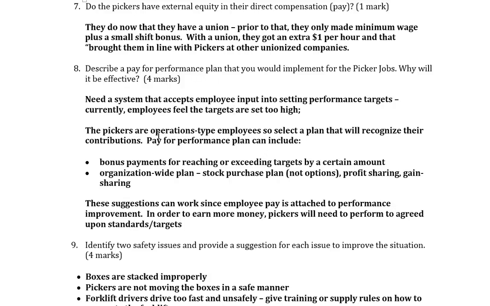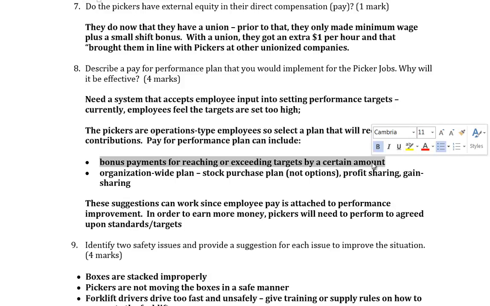So what they could do is have bonus payments. When employees reach or exceed targets by a certain amount, they get more. But the idea here is you would want to give employees input into meeting those targets. So what should the targets be? And if the company feels they may be a bit higher, at least the employees would have had some input in setting them, and they could get a bonus payment as part of a performance pay plan. So if they reach or exceed the targets, they get an increase.